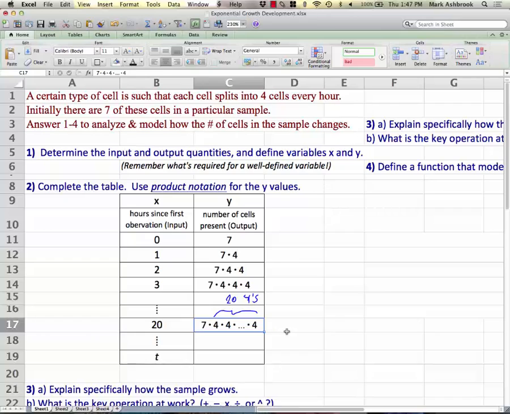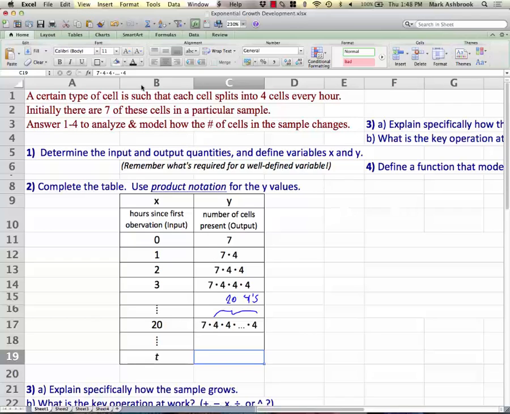Okay? And then what about after t hours? Jay, did you get that? How would you describe, after t hours, how you would calculate how many cells in a sample? Can you just describe it? Describe the computation you would do. Michael, what do you think? If you're writing the product notation, you'd do the same as the example for 20, only with a t in place of it. Well, tell me how you would calculate it instead of just saying how I would change that one. So how would you calculate it? 7 times 4, t times.